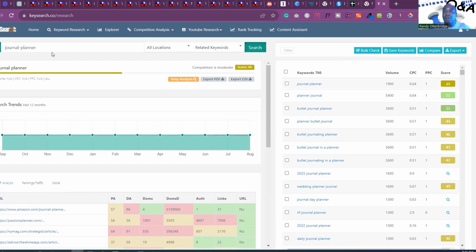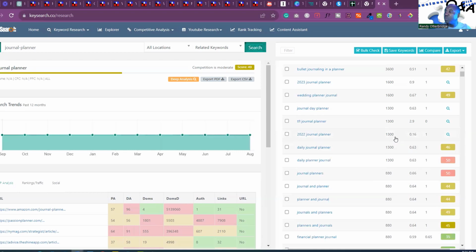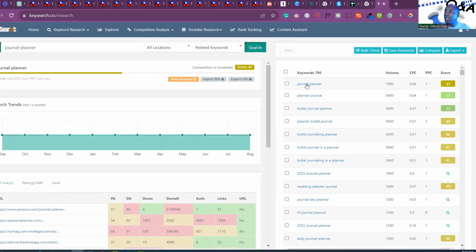Okay, so the first thing I'm going to do is put in what I want to be searched out. That's journal planner. I'm going to do them separately, but I'm going to do them together as well. First, I plugged in journal planner with a dash, and this is what happened. So for journal planner, I got some 1900 volume here, 5400 searches a month. I got some other kinds of journals here. So this is what I'm looking at, and I'm going, okay, great. That's good.